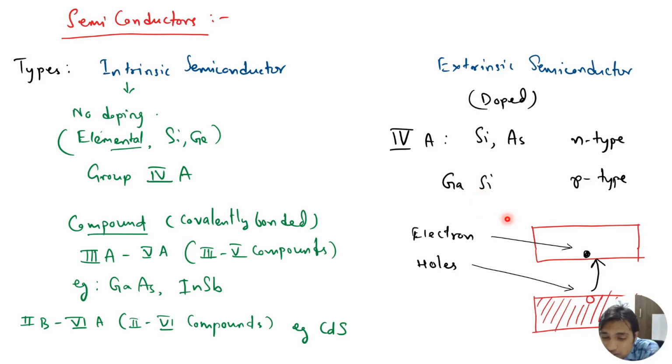Now what are holes? For example, this is your valence band and this is your conduction band. When one electron is excited to the conduction band, there will be one energy level which will be devoid of electrons. That absence of an electron is called a hole.